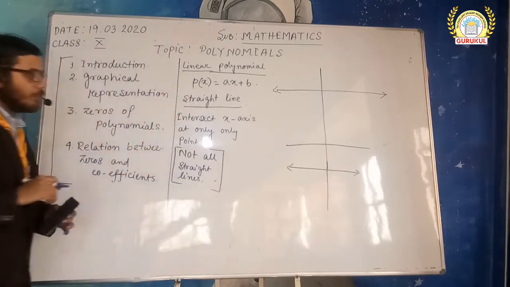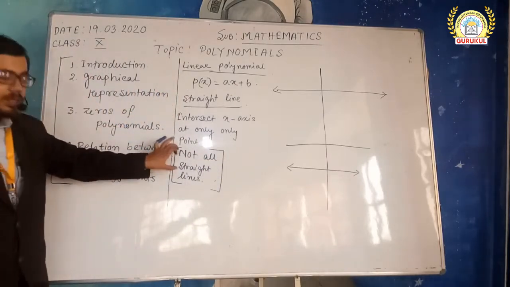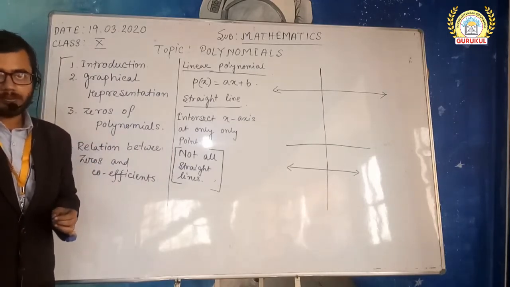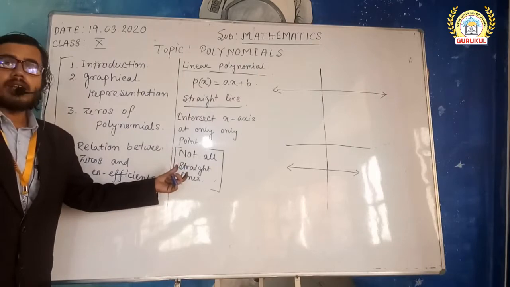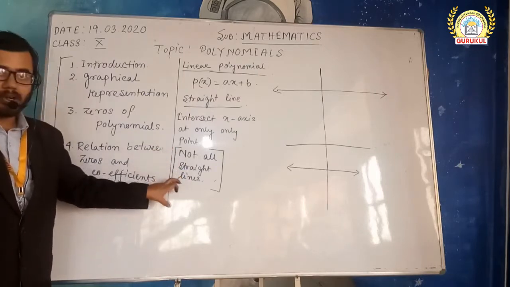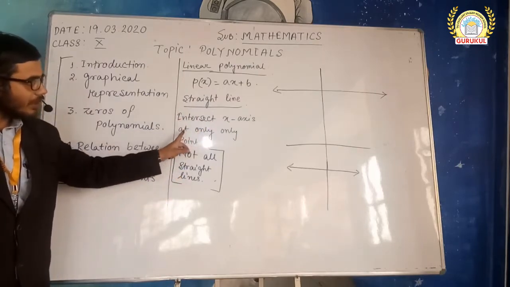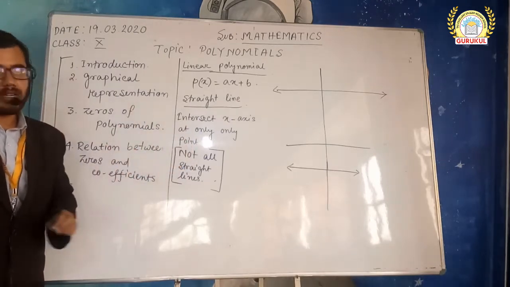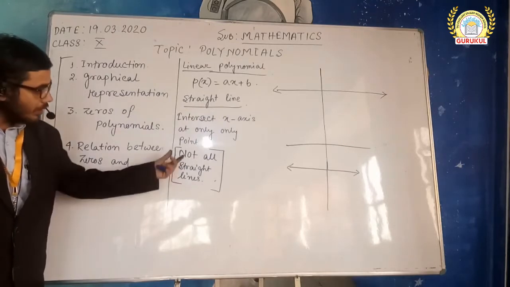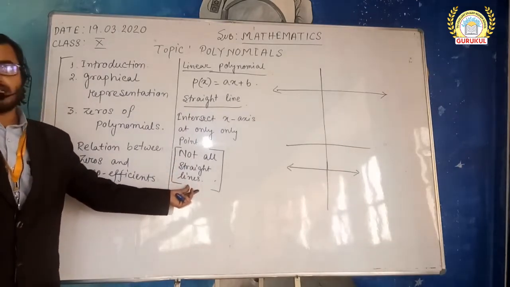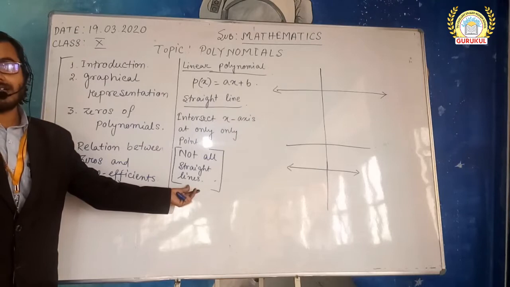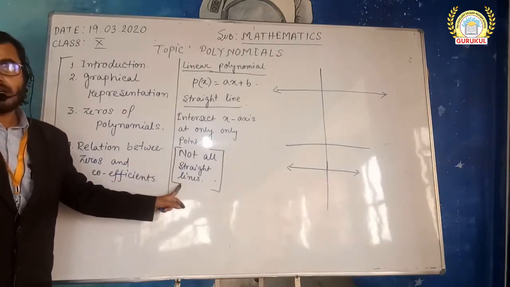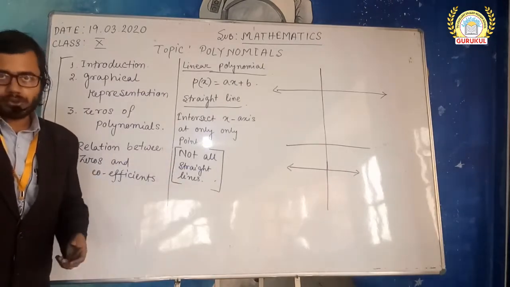For your remembrance, from this particular point you will get 1 or 2 marks for justification in the exam. Intersecting the x-axis at only one point is true for a straight line, but not for all lines like this. In that case, you need justification. In the exam you will get a justification question on this topic, worth 1 or maybe 2 marks, as a short question.